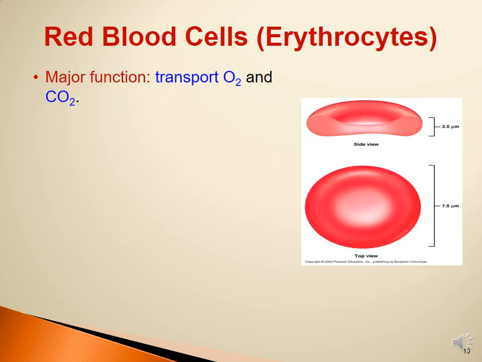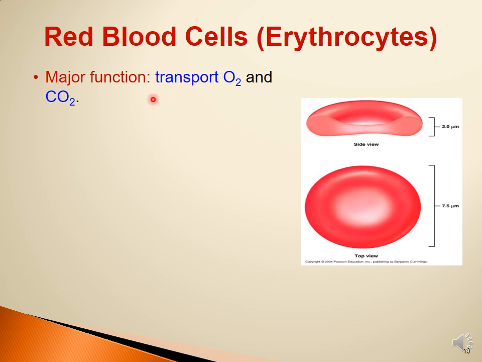What are the major functions of red blood cells? The most important function of red blood cells is to transport oxygen and carbon dioxide. Red blood cells transport about 98.5% of oxygen that is carried in the blood from the lungs to the peripheral tissues, and also red blood cells carry back carbon dioxide from the peripheral tissues to the lung, but only 20 to 23% of carbon dioxide.